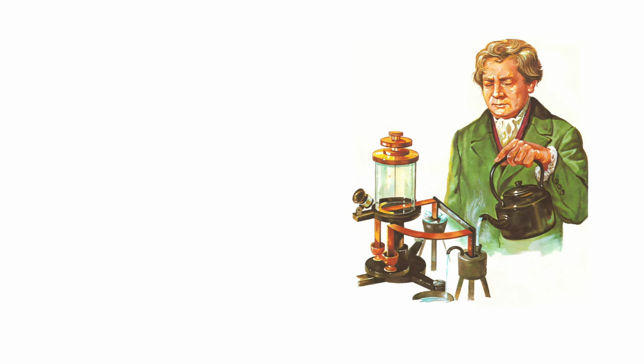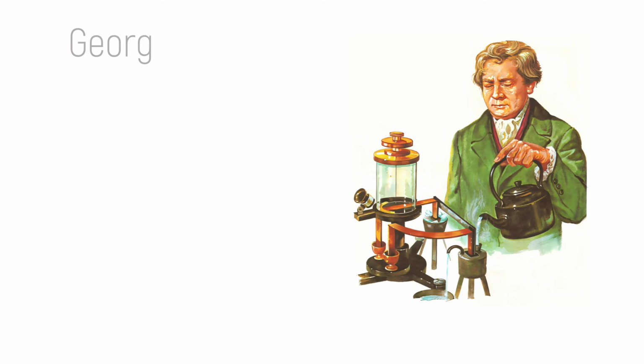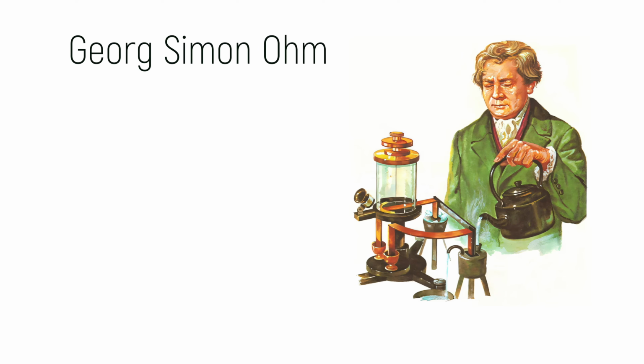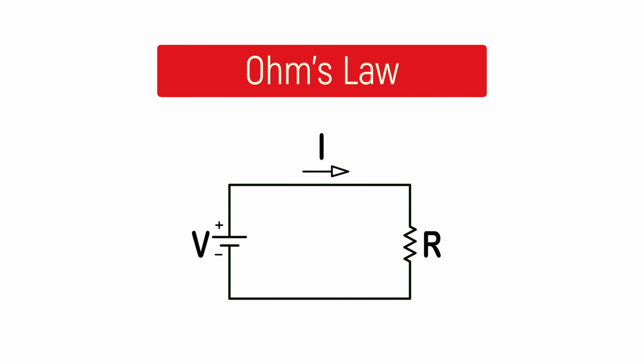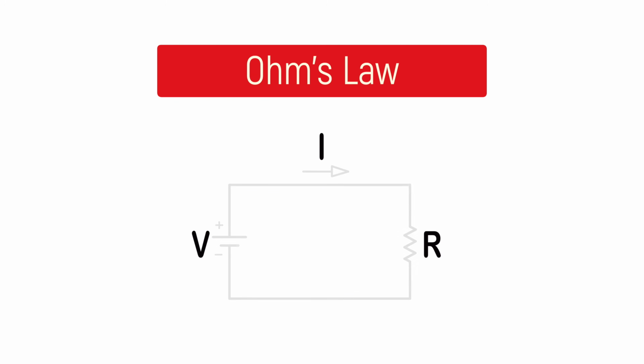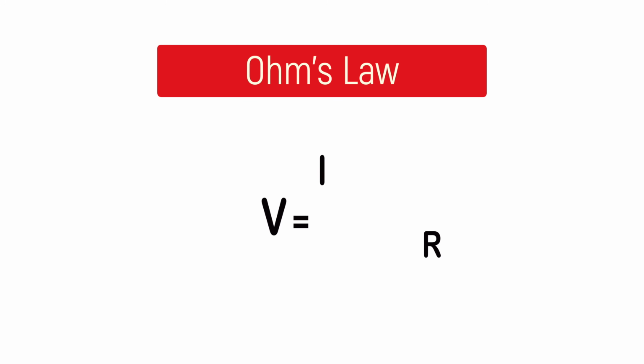Now, we need to calculate the resistor value that will bring the voltage down to the level specified on the datasheet. For that, we can thank the German physicist Georg Simon Ohm, who in 1827 established the relationship between voltage, current, and resistance, known as Ohm's law. This means that the voltage across a component is equal to the current flowing through it multiplied by its resistance.